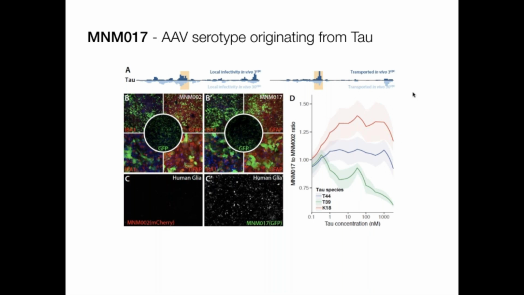And in D, we did quite an interesting experiment where we wanted to see if we could compete out the vector using 3 different tau species, so T44, T39, and K18. By adding these proteins together with the M&M17 vectors, we could see either an increased uptake or a decreased uptake of the vector, suggesting that there is either a blocking or a co-uptake of this AAV vector into the cells.